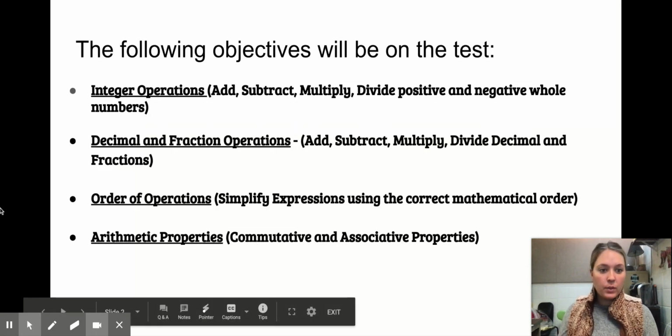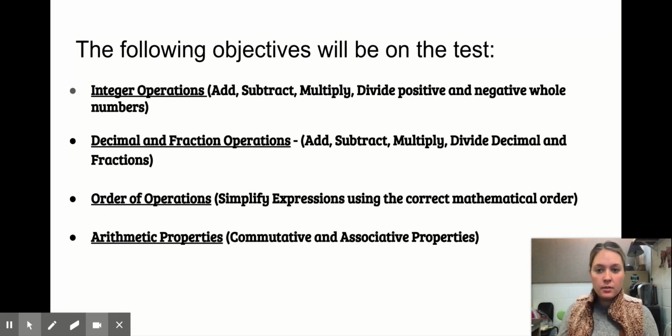So this is exactly what's going to be on the test. 4 pages, 4 objectives. Integer operations, so you will have to add, subtract, multiply, or divide positive and negative whole numbers. Decimal and fraction operations, adding, subtracting, multiplying, or dividing decimals and fractions. Order of operations, simplifying expressions using the correct mathematical order. Now remember, we use the circling term strategy to help us with order of operation problems. And then the properties that we looked at, the commutative and the associative properties.